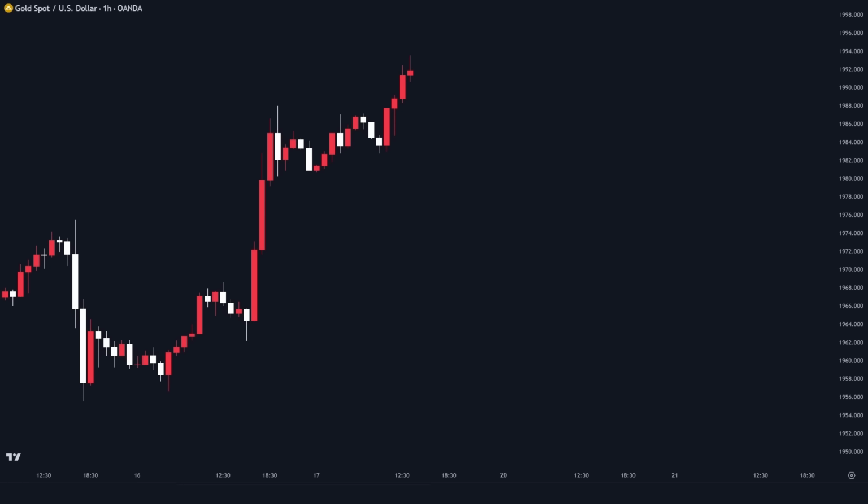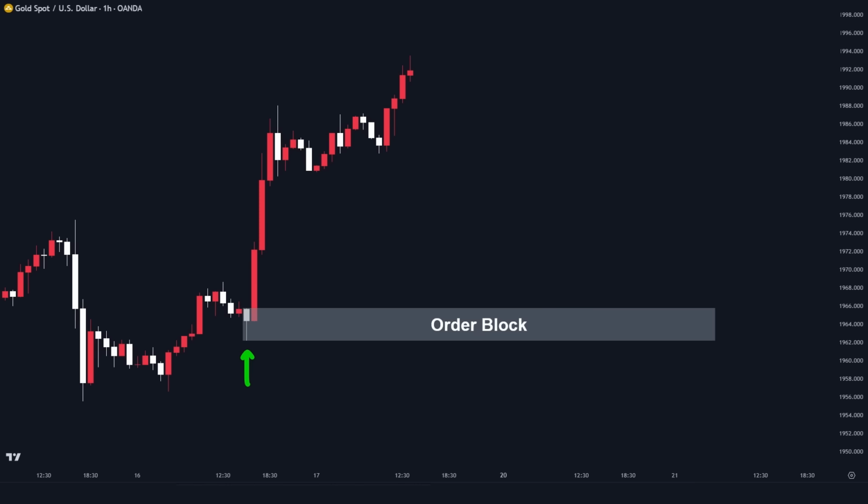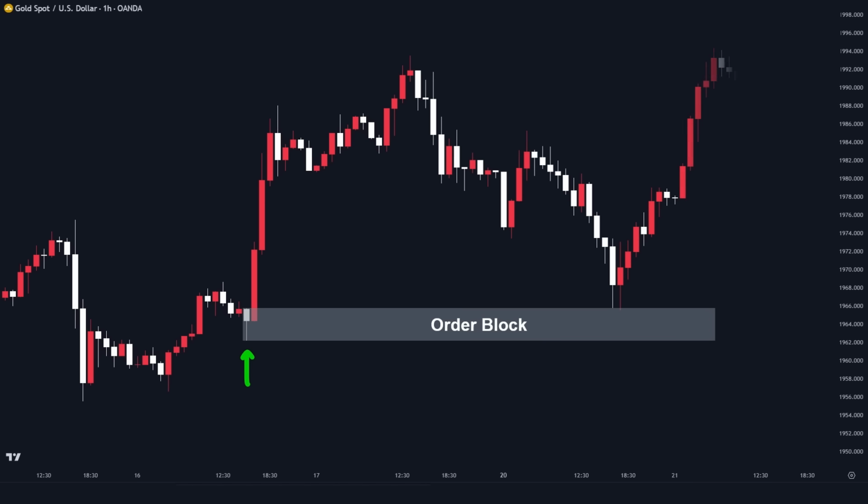Welcome back, and let's get started. Generally, order blocks are areas where the buying or selling orders reside. The market has rejected these levels once, so when it returns to these levels, it might react to them again. Every order block is a supply or demand level, but not every supply and demand area qualifies as an order block. Let me show you how.